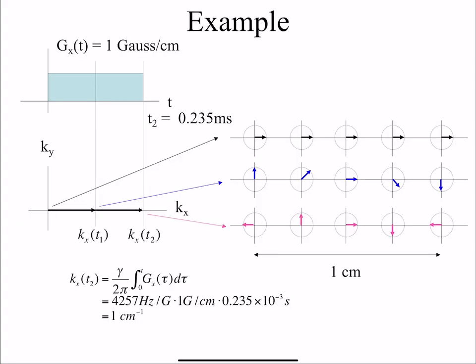So let's look at an example with actual numbers. Okay, so now I actually have 1 Gauss per centimeter, and I've left this gradient on for 0.235 milliseconds. Okay, and I want to calculate where I am in k-space. So all I have to do is take the area of this curve and multiply by gamma over 2 pi. So I have my 4257 hertz per Gauss times the height times the base, and that gives me 1 inverse centimeters. Okay, so that means if I leave this gradient on for 235 microseconds, the variation of the spins in the x direction will have a period of 1 centimeter.